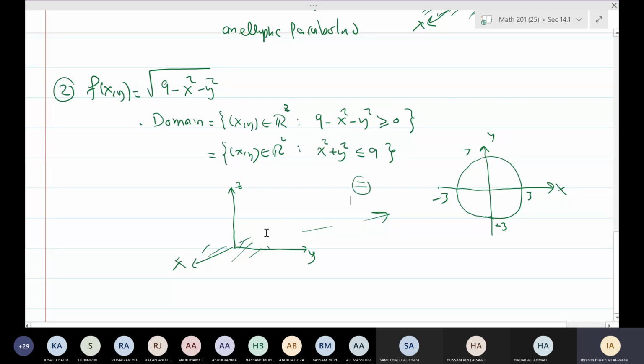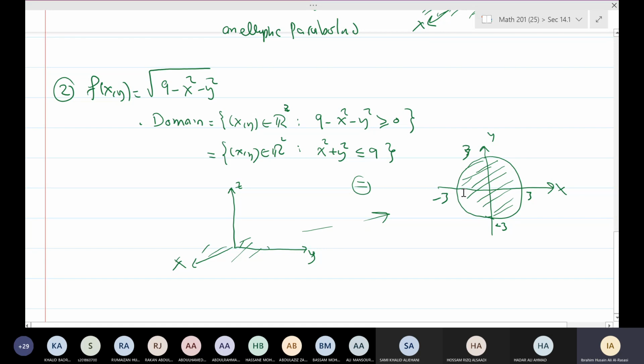It will be just a circle. But it is less than or equal, so it will be all inside the circle. Inside or outside the circle? Inside. So everything inside the circle. The domain will be a disk: the circle and everything inside it. Is that clear? When it is equal, it is very simple, the usual circle.